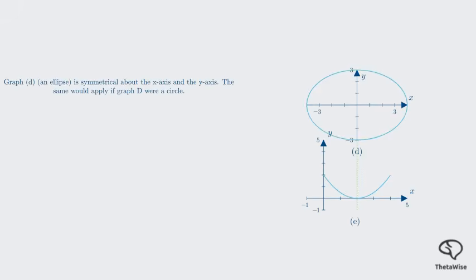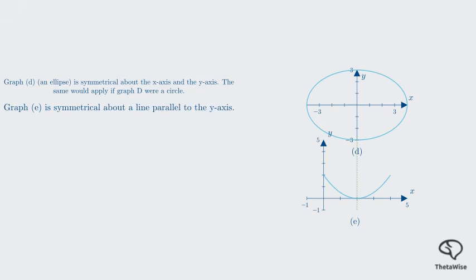Graph D is an ellipse. The text confirms it's symmetrical about both the x-axis and the y-axis. If we folded this ellipse along the x-axis, the top and bottom halves would match. If we folded it along the y-axis, the left and right halves would match. This confirms both axes are axes of symmetry.